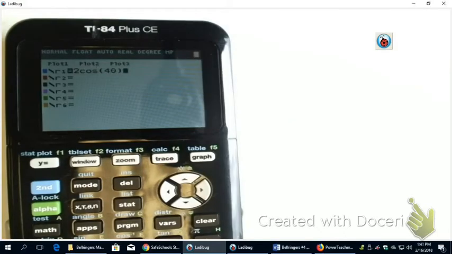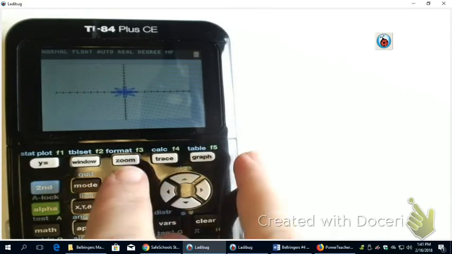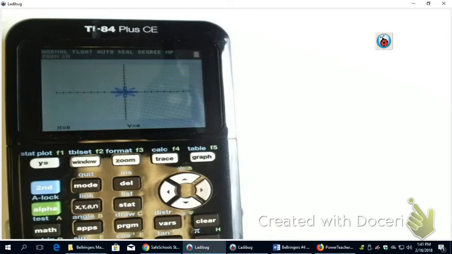Alright, here's another one, 2 cosine 4 theta. I'm going to zoom in on this one just a little bit, just so that I can see those petals more clearly. The question here is wanting us to find the area of one petal of this flower.